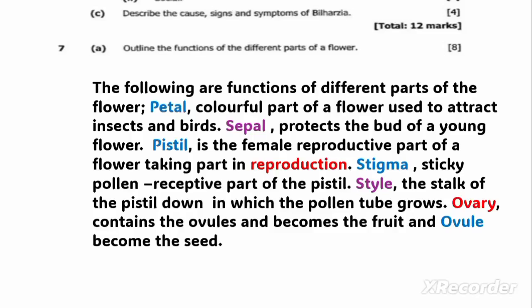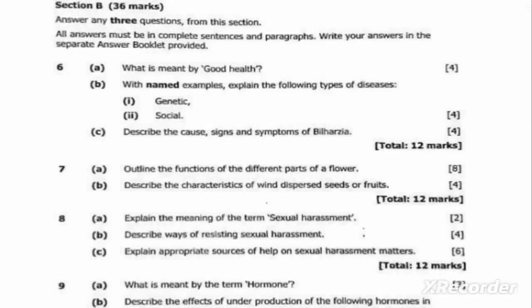Style is the stalk of the pistil down which the pollen tube grows. Ovary contains the ovules and becomes the fruit. Ovule becomes the seed. So we have seen the function of each and every part of the flower. Maybe there are some parts not included here, but the information provided is enough for the 8 marks given. Let us move on to the next question, which is question 7b.